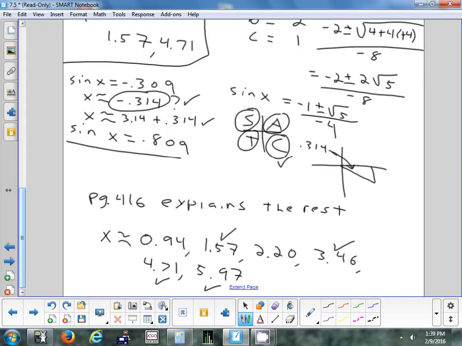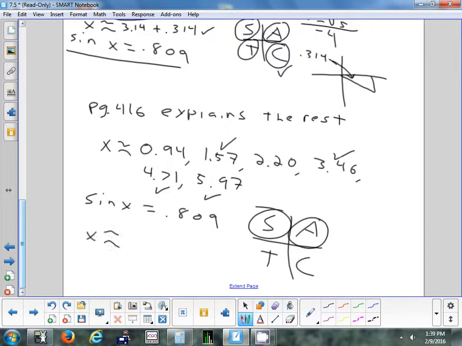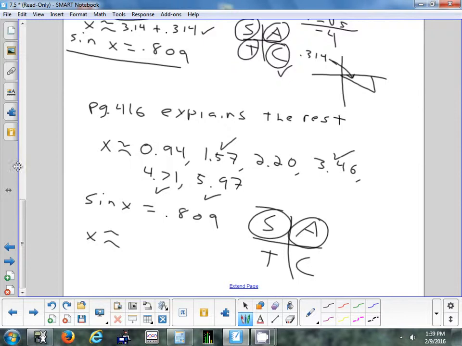Okay, and the last part, let's look at that one. Sine of x equals 0.809. What quadrants am I looking for here? Good. We're looking for a first and a second quadrant answer. Let's just take inverse sine of 0.809 and see what we get. We get 0.94. What quadrant is that in? 1. Yep, where they're all positive.